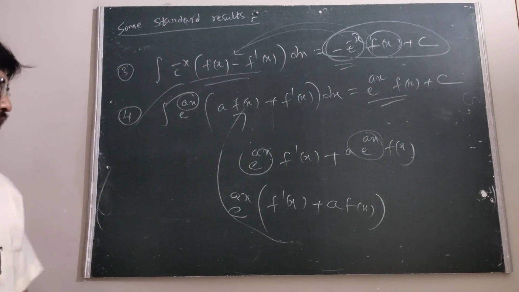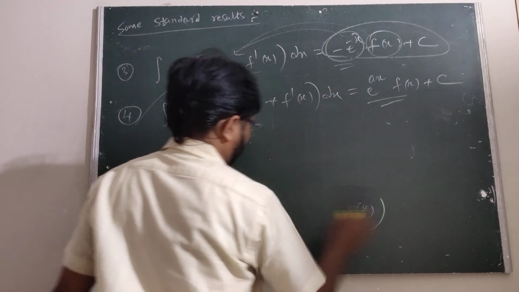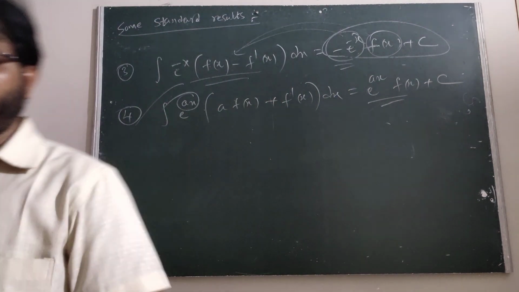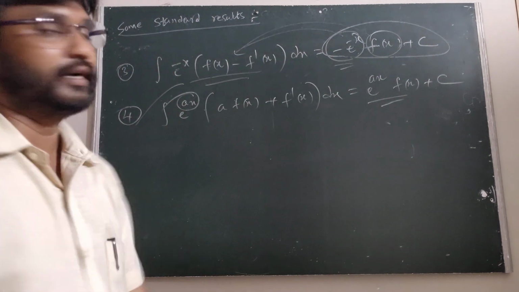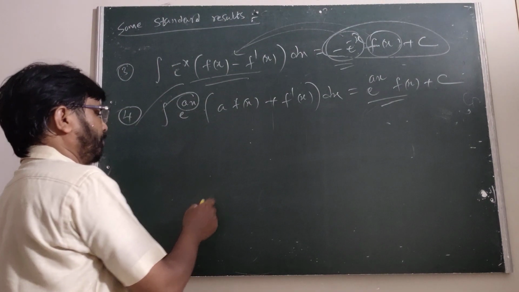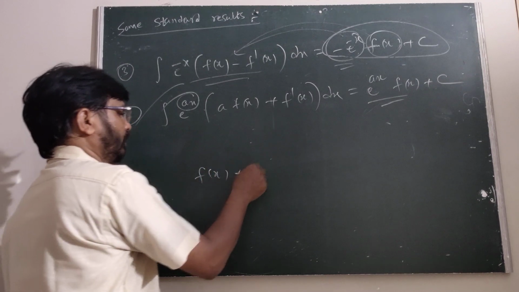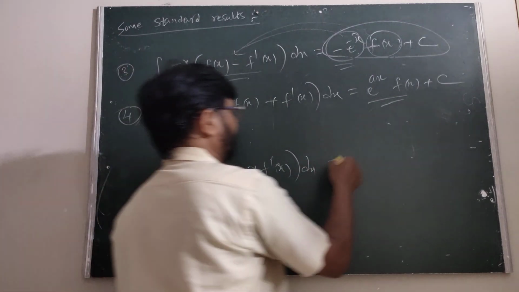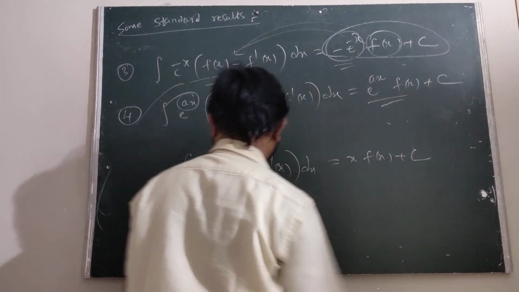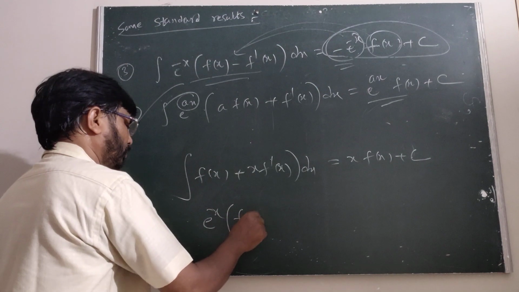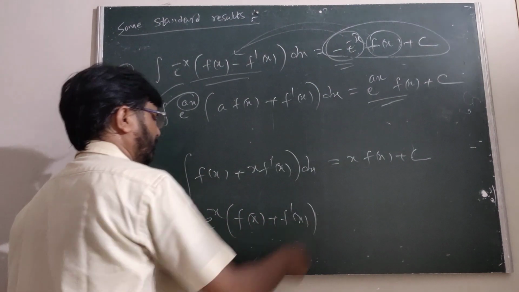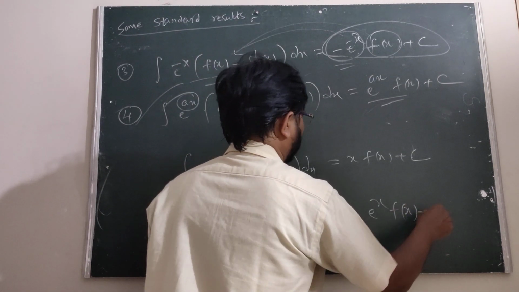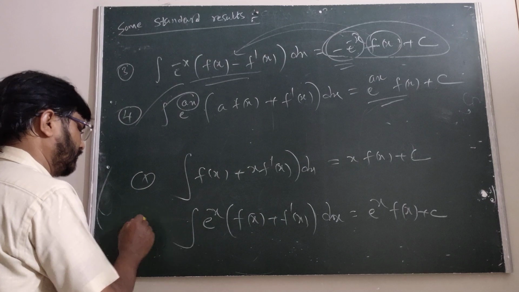We know that the antiderivative is nothing but the integral. The reversible or inverse process of differentiation is nothing but the indefinite integral. So these are the 4 standard integrals, but the first two are very important. That is, integral of f of x plus x into f dash of x dx is x f of x plus c. And the second one, e power x into f of x plus f dash of x dx is e power x f of x plus c. This is the one, this is the two.